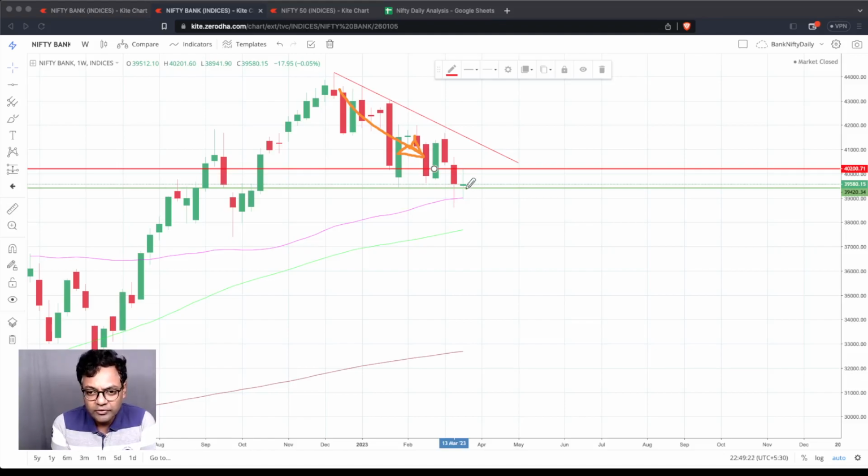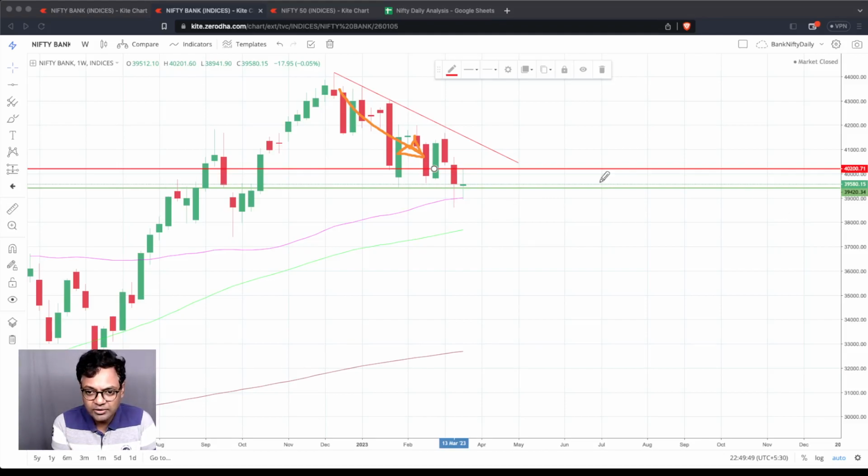So if tomorrow, that is Friday, 24th of March, breaks below this 39,400 level, then we'll have a very good bearish indicator in terms of the weekly time frame. That will show that Bank Nifty is going further down. You can definitely take good short positions.